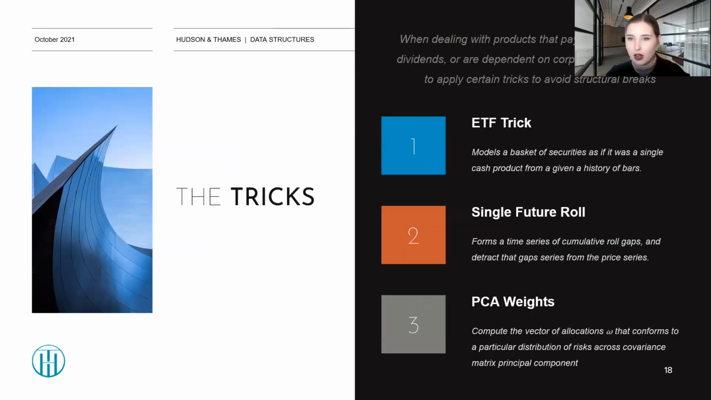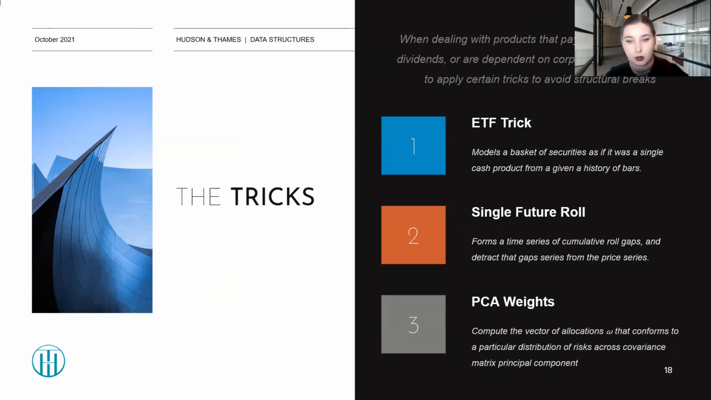When dealing with products that are given non-constant coupons, dividends, or dependent on corporate action, it's very hard to avoid structural break. So to deal with such situations, there are a few tricks that can be applied. First being the ETF trick. It models a basket of very different securities as if it was a single cash product from a given history of bars.